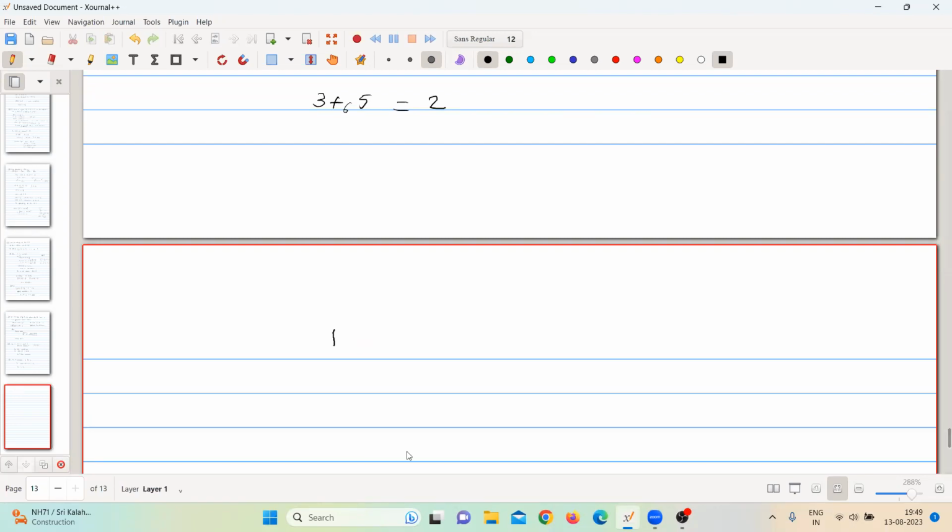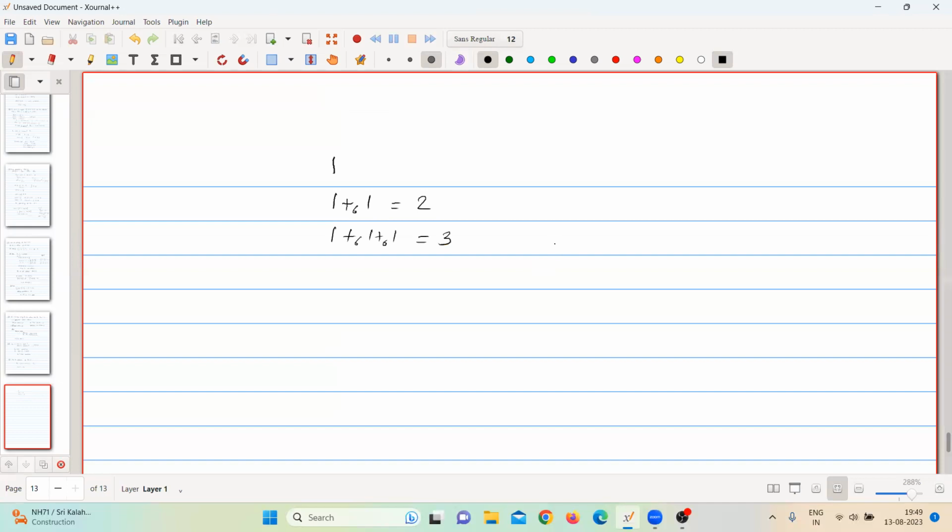First we are taking 1. Now we will add 1 plus 1, which is 2, and 1 plus 1 plus 1, which is 3. So I am taking all the powers of 1, that is the set of all a to the power n. Next, 1 plus 1 plus 1 plus 1, which is 4. Now 5 times, which is 5. And next 6 times.